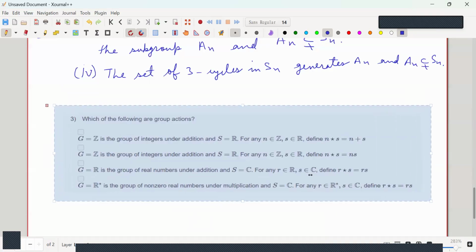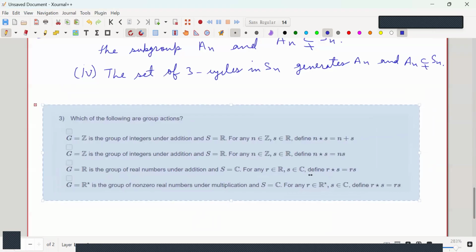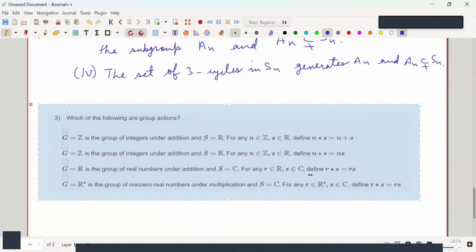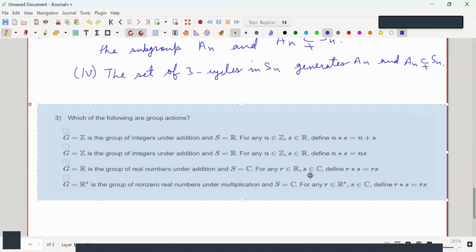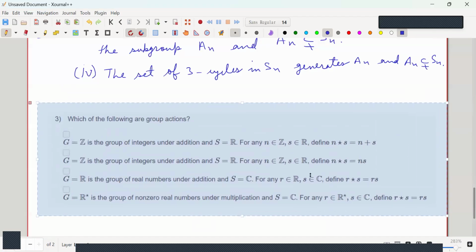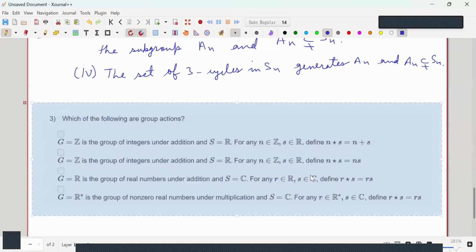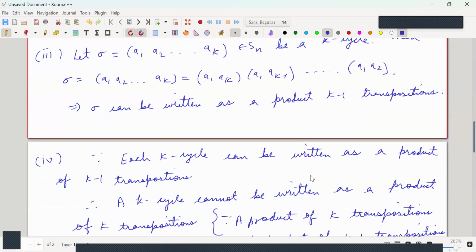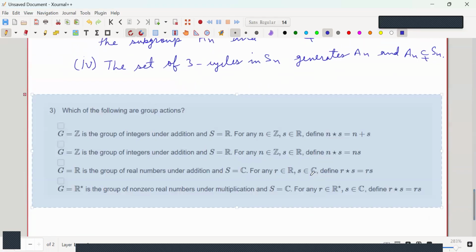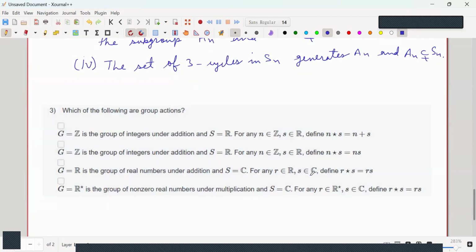Here comes the question on group actions. If you have solved this example, you can see that in each step, some action is happening. The element small s is from the set itself, and n is coming from the group. So, n star s is n plus s. You can think of it like s is being mapped to n plus s using n.